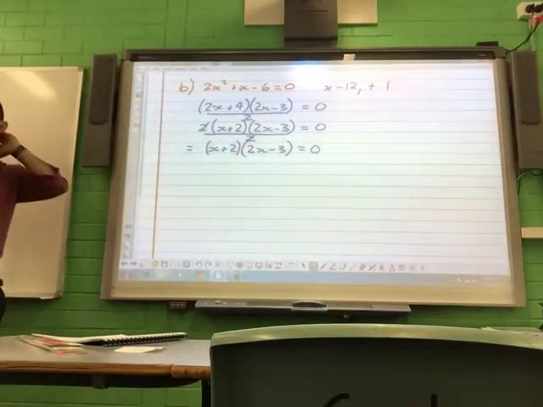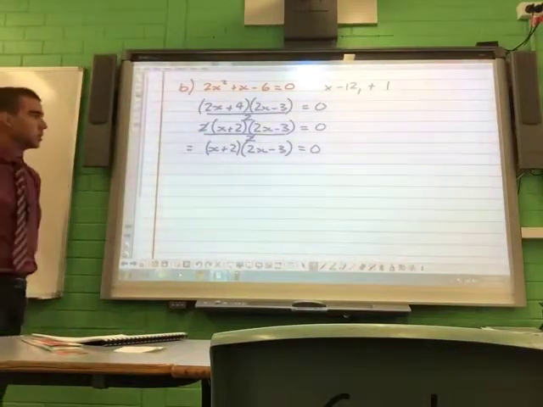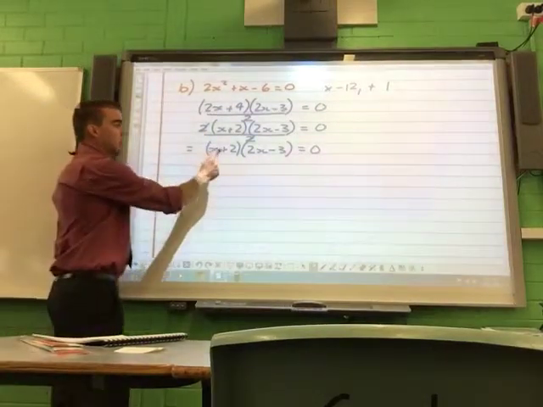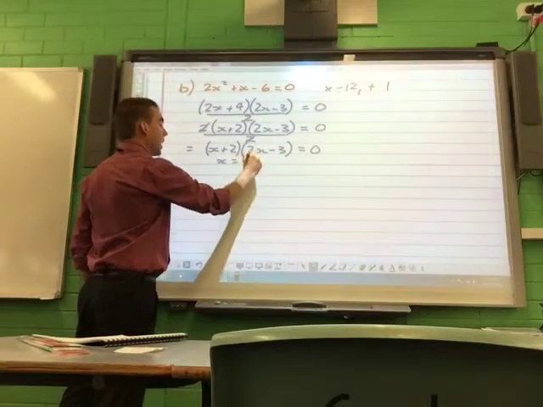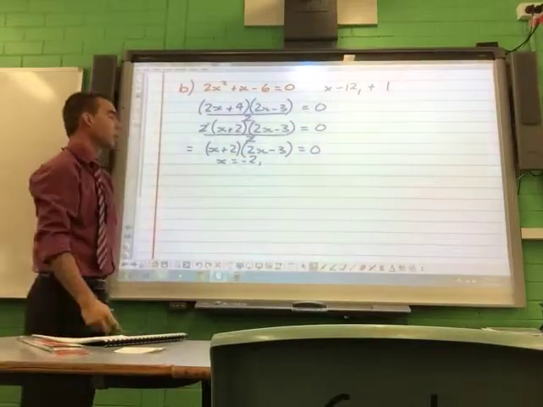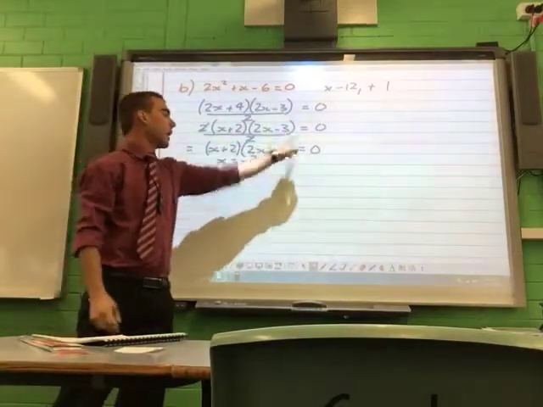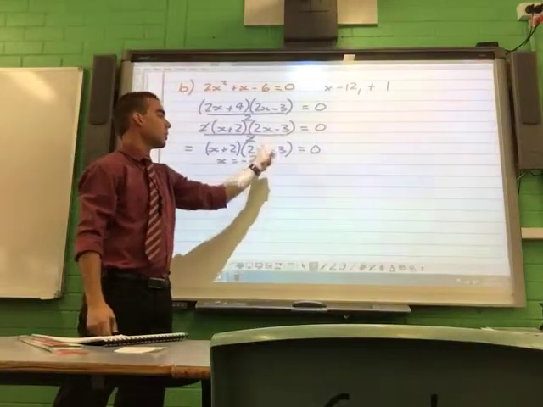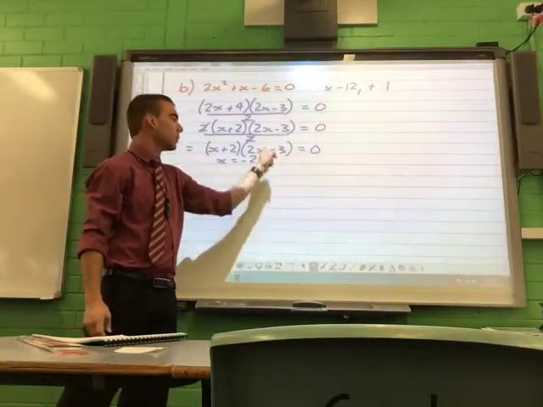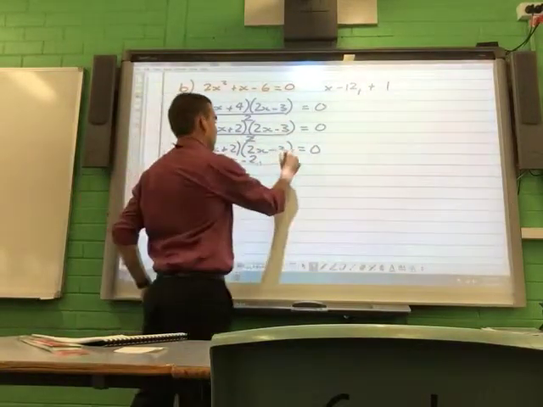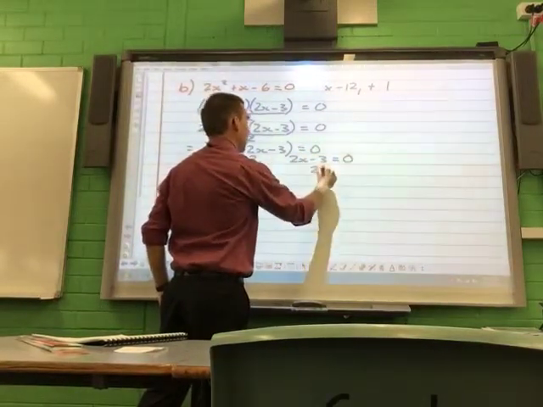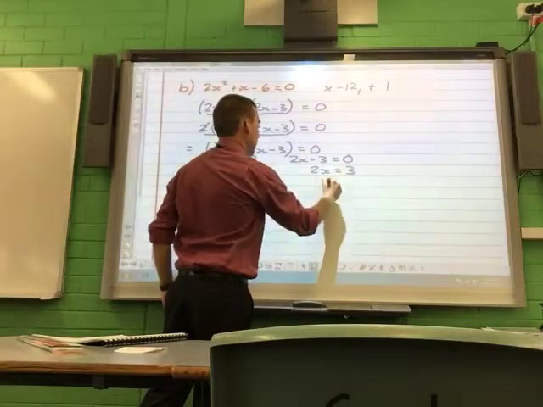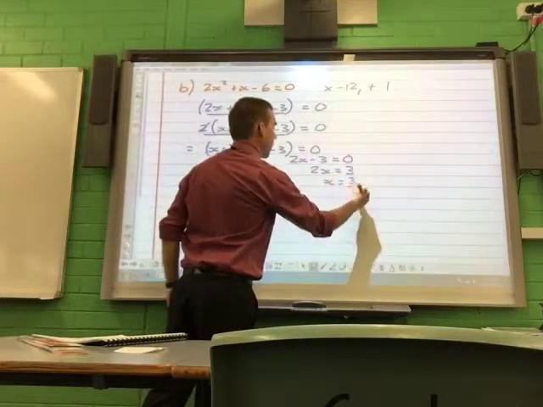We've already covered this skill in the algebra section. So x plus 2 must equal 0, so x equals negative 2. And 2x take away 3 equals 0. After we move that to the other side, 2x equals 3, so x equals 3 over 2.